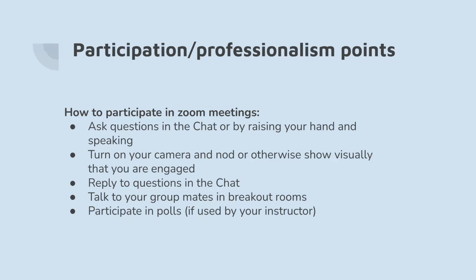So participation and professionalism points from now till the end of the semester are going to be based on participation in Zoom meetings. So you can ask questions in the chat by raising your hand or speaking. You can turn on your camera and nod and reply to questions in the chat and talk to your group mates in the breakout rooms, and also participate in polls if I provide those to you. I'll also be giving participation points for things like students emailing in with questions towards the end of the semester or just in general for the week about assignments, materials, and also just letting me know in advance if they won't be able to attend lectures.